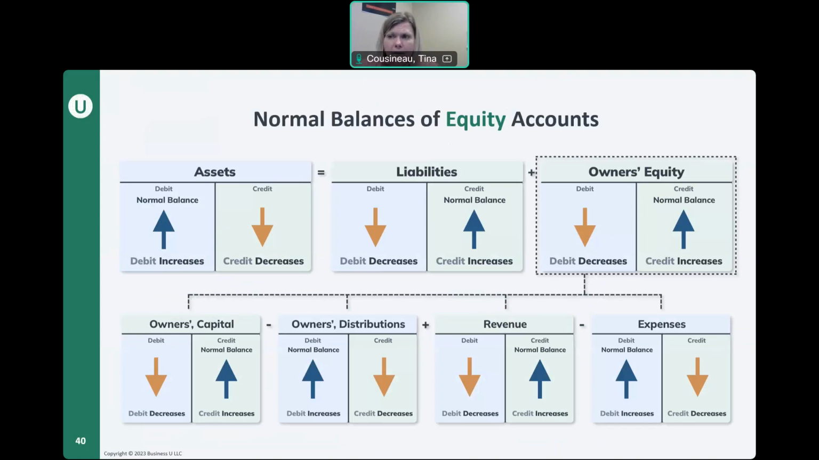And then when we dive into those owner's equity accounts, we think about how they impact owner's equity, and owner's equity has a normal credit balance. So if we know that the item increases owner's equity, it has a credit balance. If it decreases owner's equity, then it has a debit balance. And I hope that's helpful.